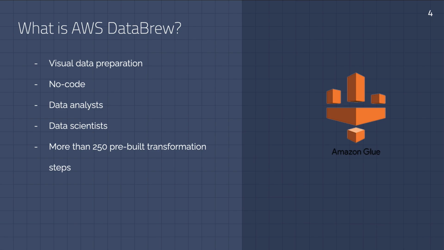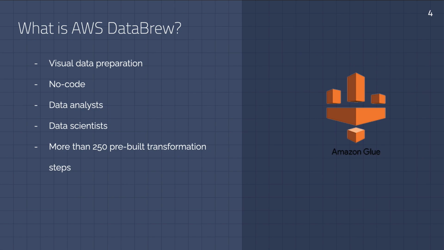Now, with AWS Data Brew, AWS claims you can get to your insights and your analytics 80% faster because you're using visual exploration and a no-code solution. And it's very much focused on data analysts and data scientists. Now, there are more than 250 pre-built transformation steps. So we can think about filtering, transposing, pivoting, date functions, all of the ones that you kind of expect in a data transformation and data preparation tool.